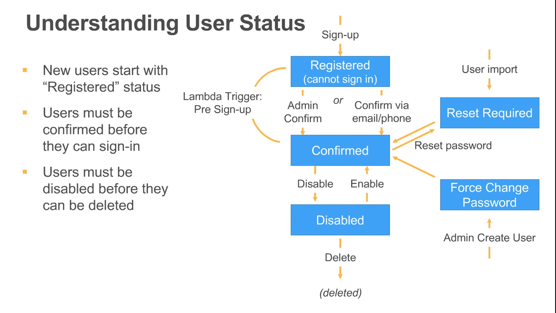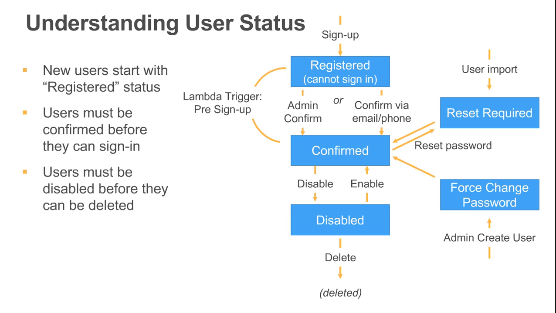And then on the right-hand side are some other paths where users can come into your user pool. So on the top right, you can import users. When they come in, they've got a reset required status, and that's so that when they come to sign in, they have to provide a new password. You can also get to that state if you, as an admin or as a user, have reset your password yourself. So reset password either from an imported user or a user who's had their password reset explicitly. And the way they get back to the confirmed state is by just giving themselves a new password.